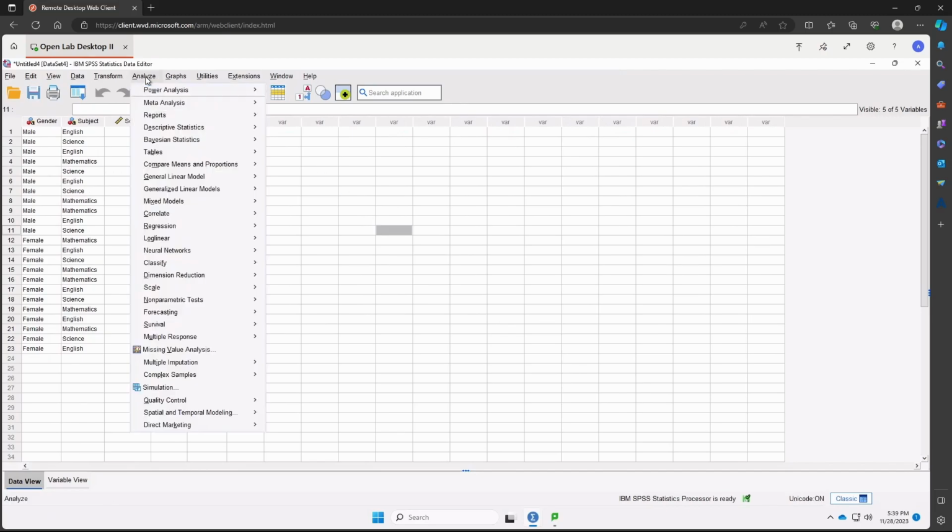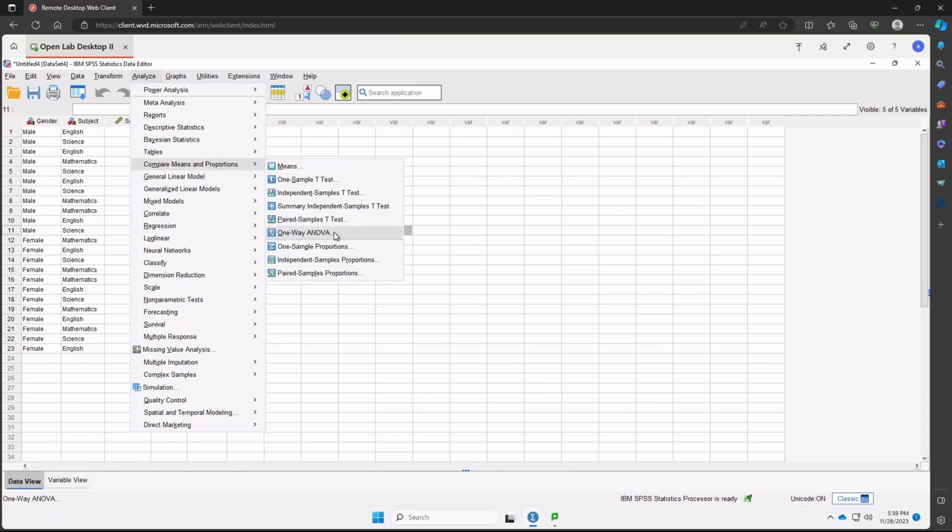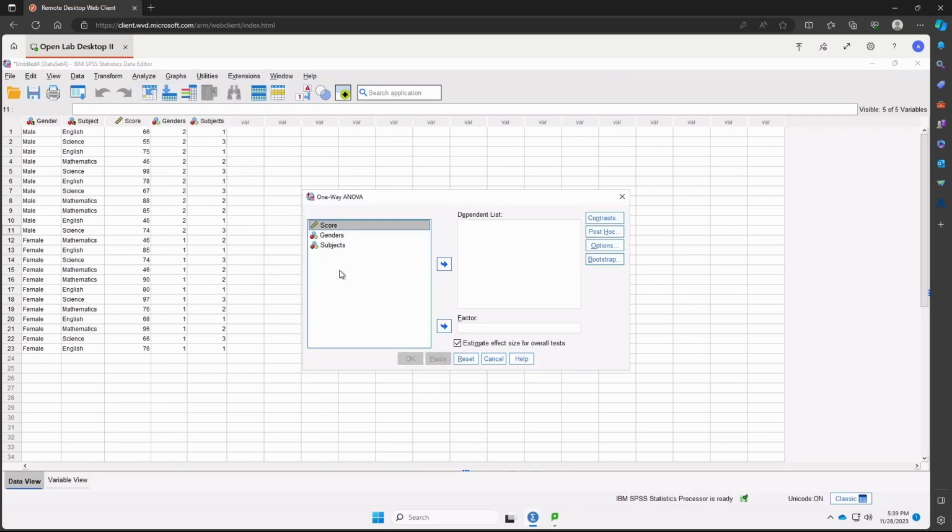So right now we're going to go to analysis and test the one-way ANOVA. Here we go. Now we have the data here. So scores, I'm going to put in the dependent list, and we're going to test subject. In one-way ANOVA, you can only test one independent variable, but in two-way ANOVA, you can put more than one. So I'm going to put gender and subject in.